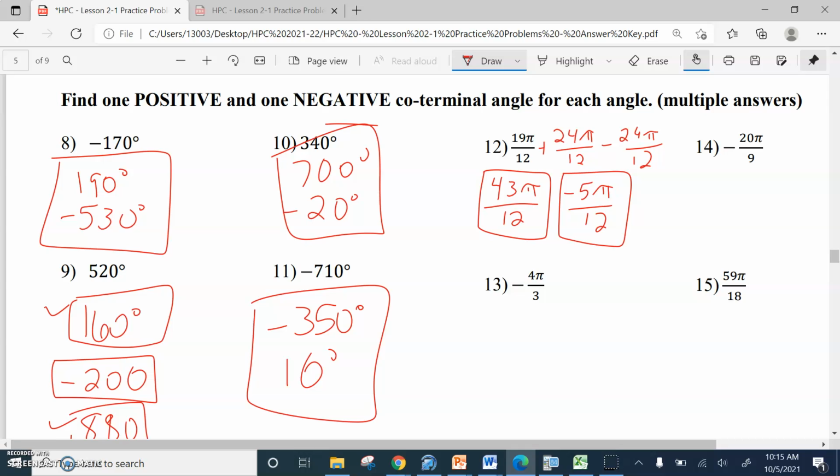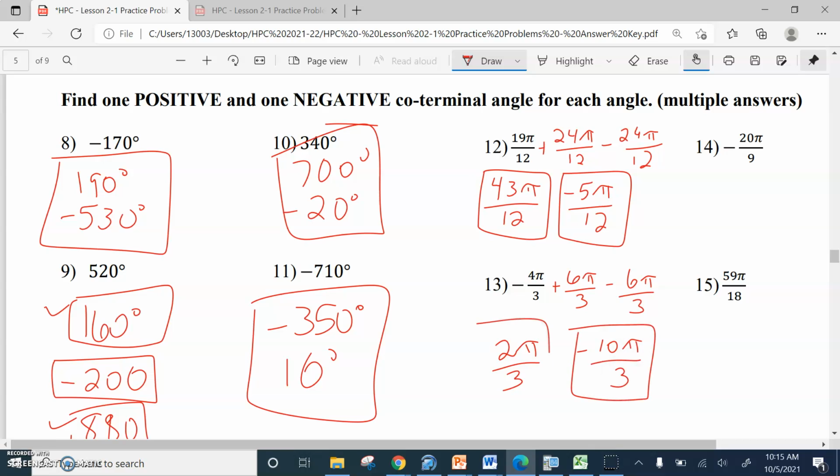13, I'm going to be able to add 2 pi, so I'm going to add 6 pi over 3. I get 2 pi over 3. And if I subtract 6 pi over 3, or subtract 2 pi, I get negative 10 pi over 3. Again, I don't care if you're boxing in one big answer or each one separately, as long as you have one positive, one negative, that does terminate at the same spot.